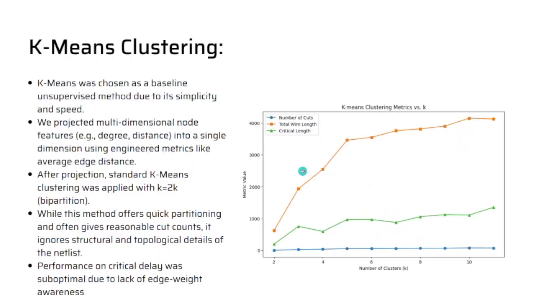First came k-means clustering. K-means was chosen as a baseline unsupervised method due to its simplicity and speed. We projected multi-dimensional node features into a single dimension using average edge distance and then chose two partitions. This method offered quick partitioning and often gave reasonable cut counts, but it ignored the structural and topological details of the netlist.